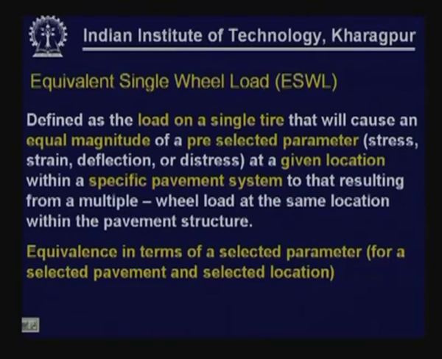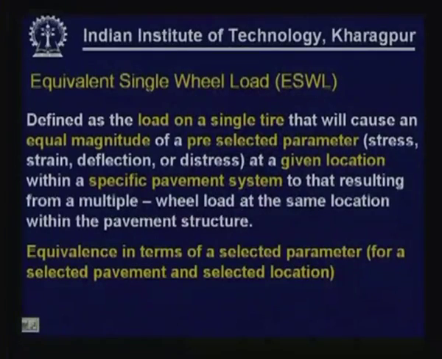We have the effect produced by a single wheel load, that is equivalent single wheel load, in a given pavement system at a given location. The equivalent effect is in terms of the deflection that is produced, stress that is produced, or it can be strain. We will have to select one of these parameters. Different agencies select different parameters, and we are also talking about a particular pavement system, and the parameter is calculated at a particular location in the pavement. So, these are all fixed.